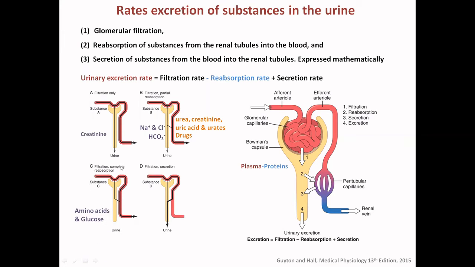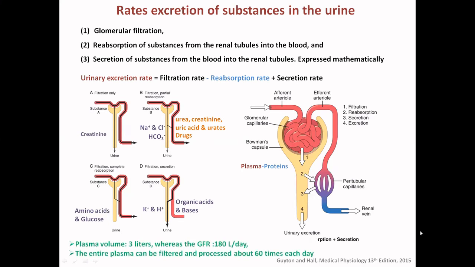Then the filtration is complete, and the complete reabsorption applies to the amino acids and the glucose. They don't need to be in the urine, so we don't find amino acids and glucose in the urine in a normal healthy person. And in addition to filtration, there are potassium and hydrogen added by secretion, and organic acids and bases as well as the drugs. Okay.